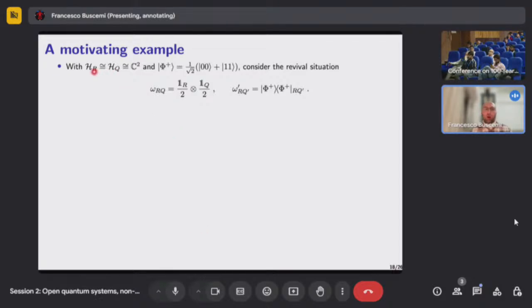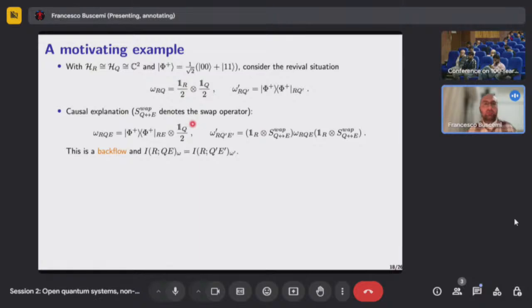So let's start with a reference system and a system Q that are both qubits. And this is your initial state. So they are factorized maximally mixed states. But at a later time, they become maximally entangled. This is a blatant violation of the data processing inequality, okay? So how can you explain that?